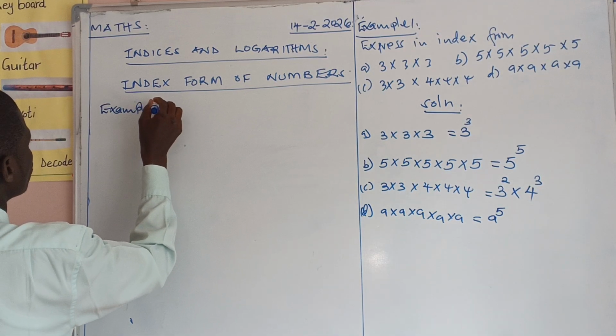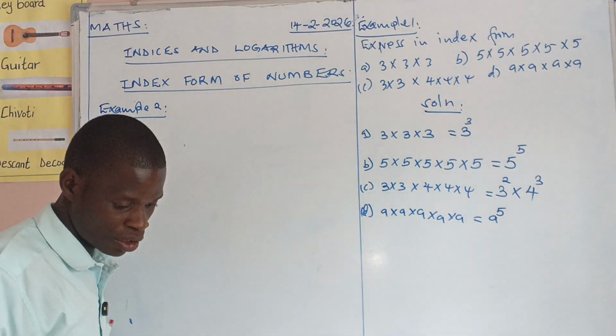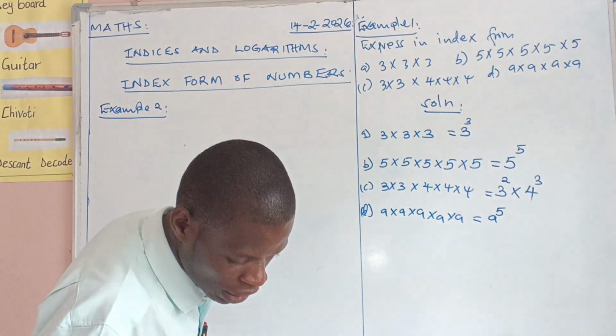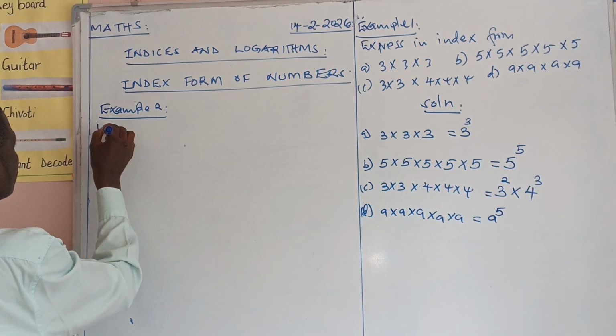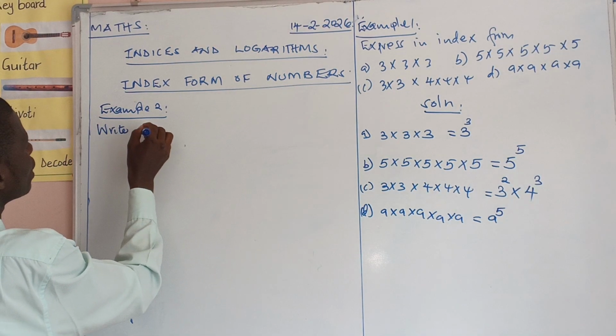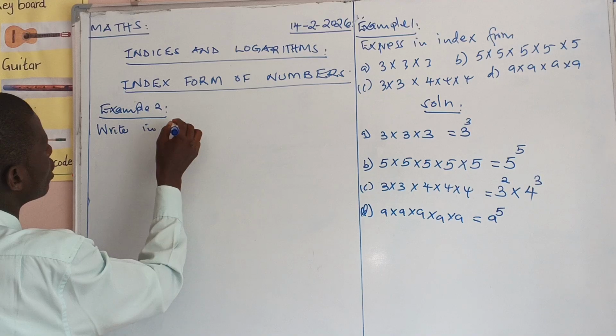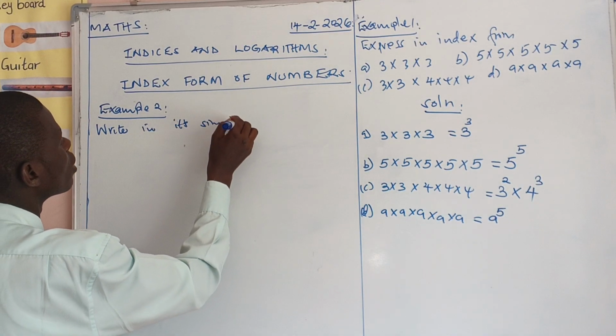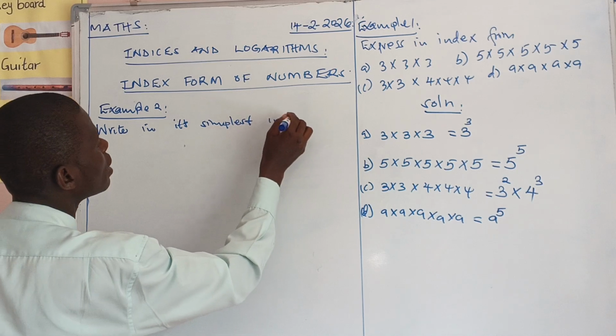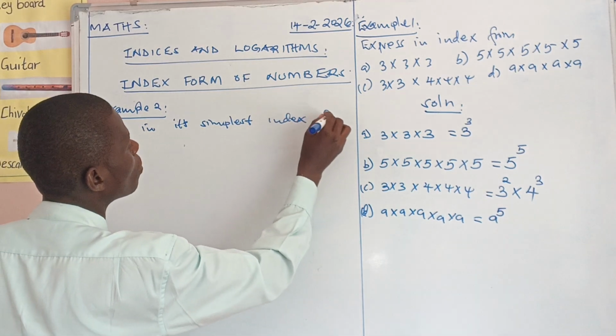Example 2. What are we being told? Write each of the following numbers in its simplest index form.